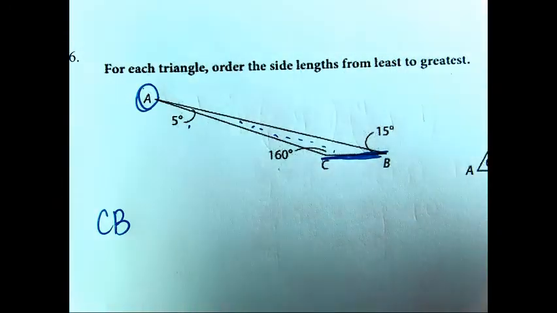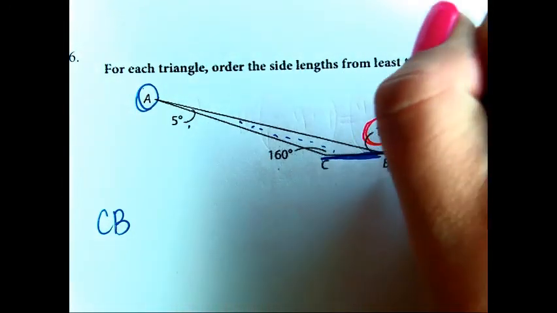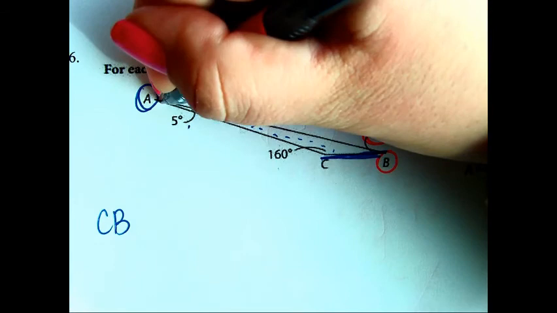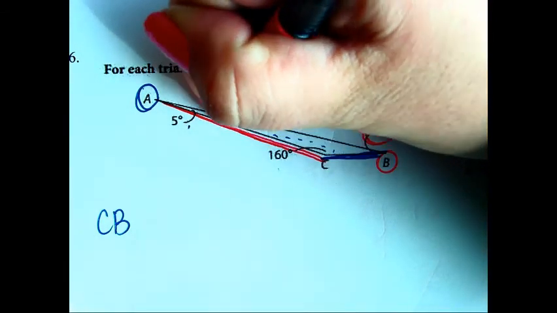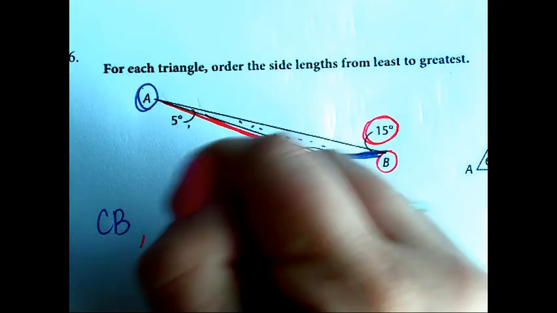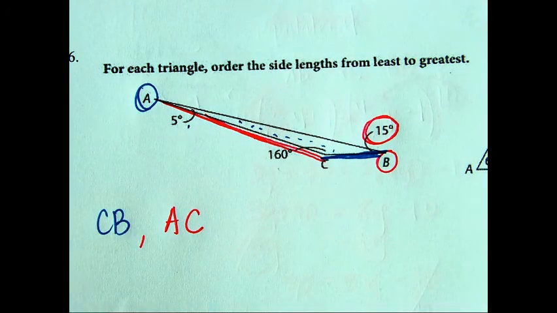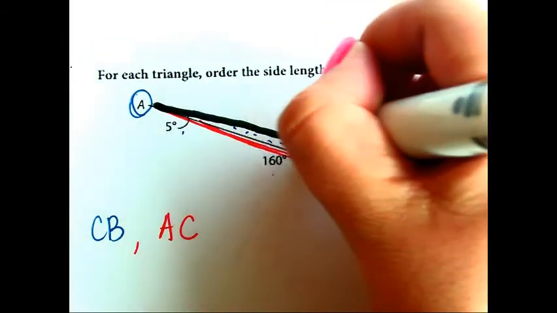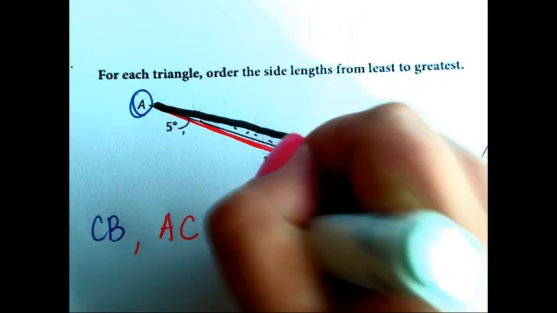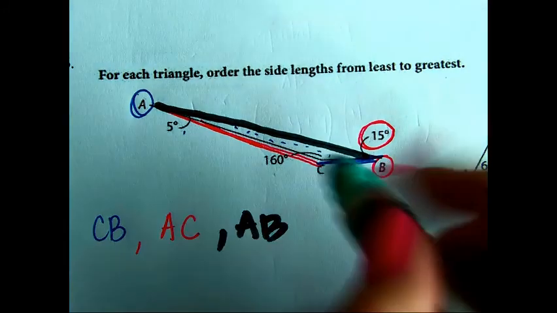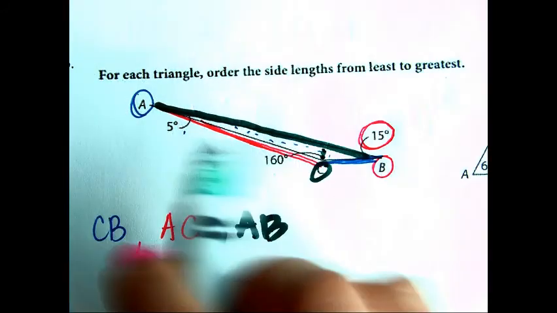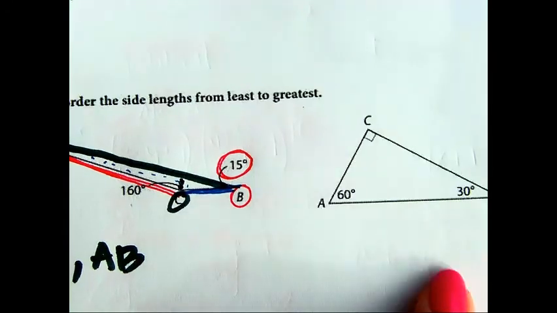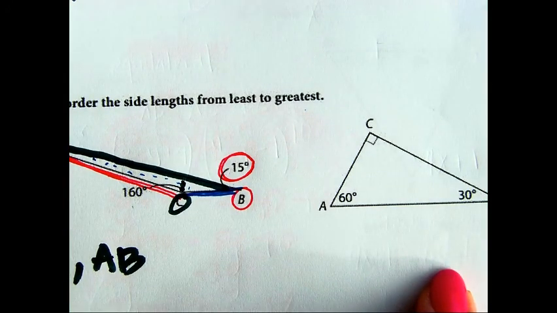The next biggest is 15 degrees, which is angle B. And the side opposite to angle B is side AC, because it's opposite. So AC is the next biggest. And then the last one just has to be AB, because 160 is the largest angle, and the biggest side is AB. Similarly, I'm going to have you guys do the next question as practice.